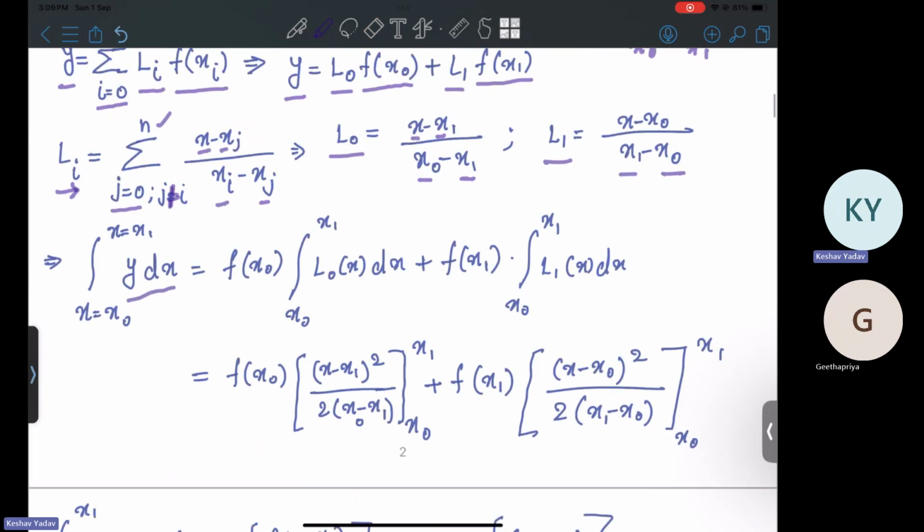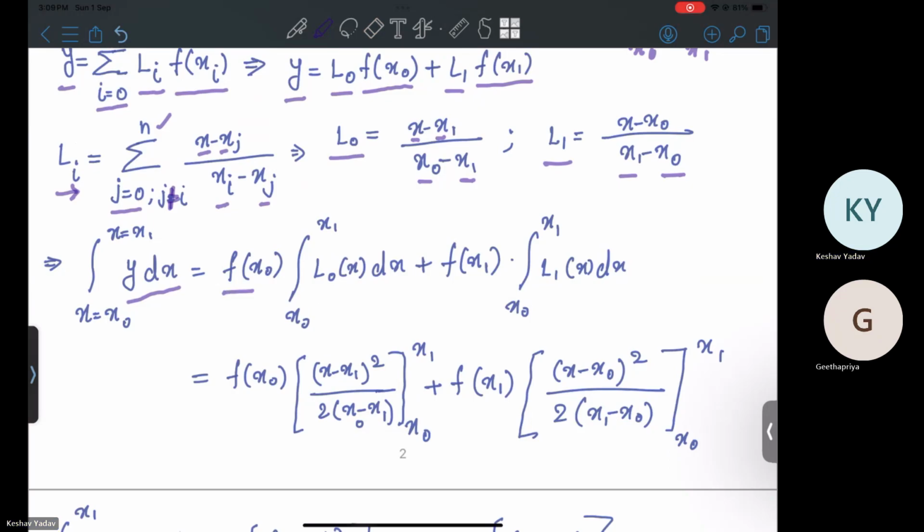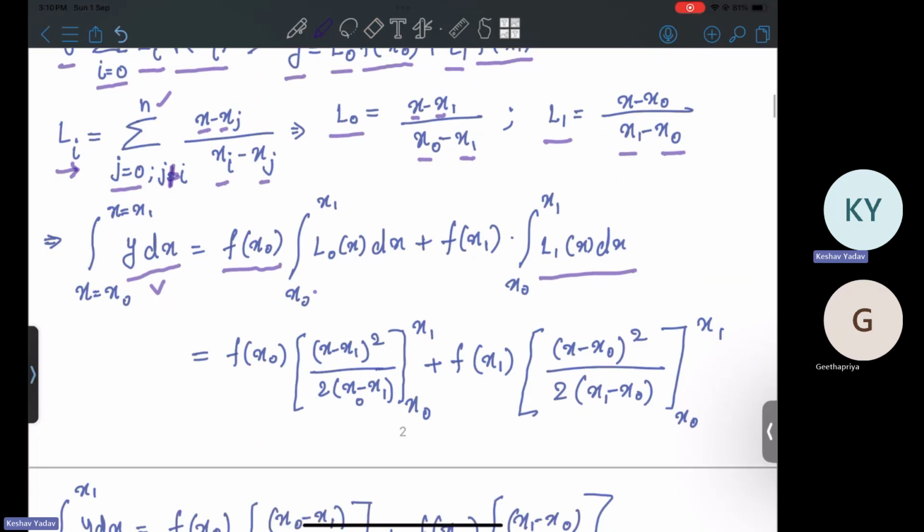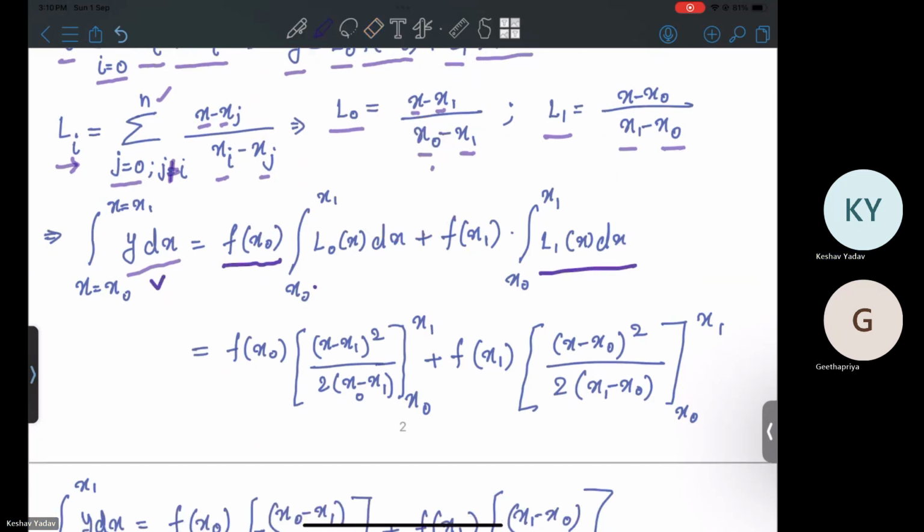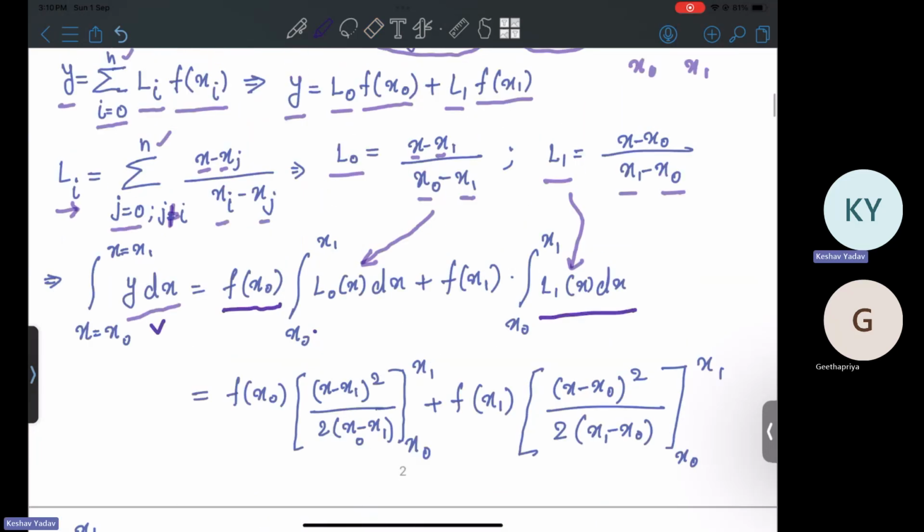Now we wish to find this integration, which is the integral of y dx, with x going from x0 to x1. Since f of x0 is constant, it will come outside of the integration. So we need to find the integral of L0 dx, where the limit goes from x0 to x1, and similarly to evaluate this integration, the integral of L1 dx with limit from x0 to x1. Now you put this L0 value and L1 value here and integrate it.